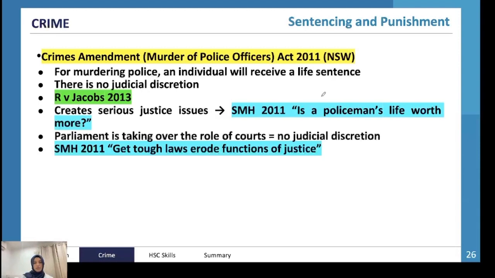The reason that I've got those articles in there is because they are really good to also cite in crime essays. So the parliament is taking over the role of the courts because there's no judicial discretion. And if you remember, we should have a separation of powers with the legislative, judicial, and executive powers, right? So when those overlap more than what is inevitable, there can be serious questions in terms of whether we have seen an override of separation of powers, whereas previously, we would want to see it separate. There was another article released saying get-tough laws erode functions of justice as well. So you can also search up these articles and have a read of them and find specific quotes that you may want to cite in your crime essay as well.